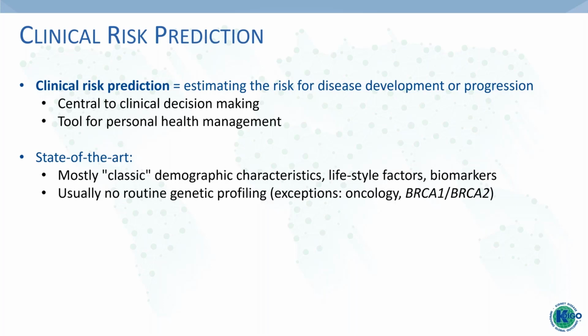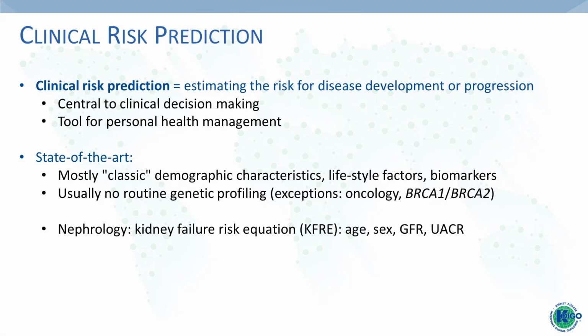Usually, a routine genetic profiling is not part of the clinical risk prediction, with notable exceptions, for example, in oncology. In nephrology, there's the well-established KFRE equation, the kidney failure risk equation, that predicts progression to kidney failure using the four variables age, sex, GFR, and UACR.